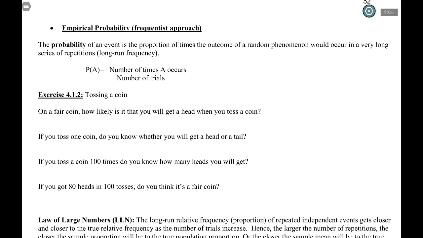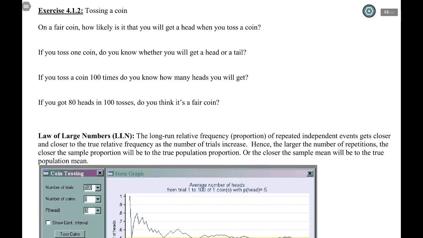So we have this example here. If you're tossing a fair coin, we know it's a 50-50 chance, right? 50% chance, or 1/2, or 0.5, all the same thing. If you toss one coin, do you know whether you'll get a head or a tail? No. It's random. That's why we have probability in the first place. It's 50-50. If you toss a coin 100 times, do you know how many heads you'll get? The answer is still no. We don't know how many heads.